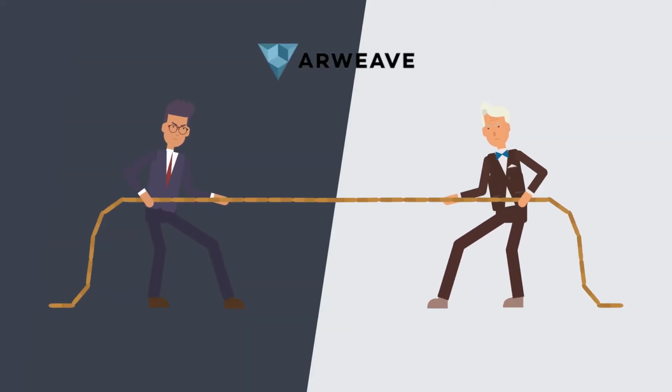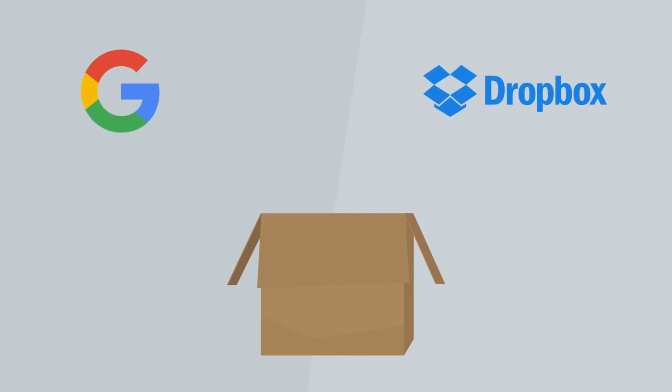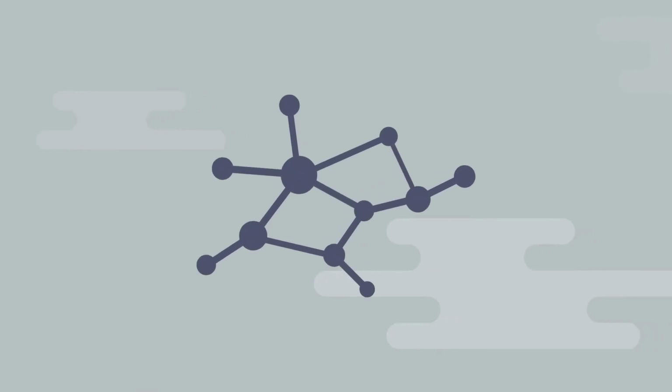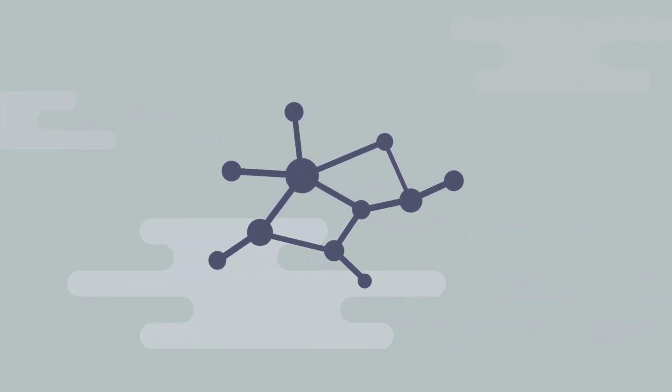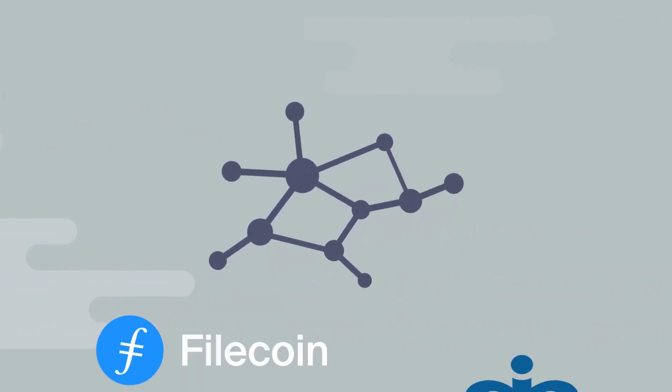Arweave has come into a market in which there is cutthroat competition. The traditional data storage giants, like Google and Dropbox, lead the industry at this point in time, while on the other hand, whenever decentralized data storage is mentioned, the first name that comes to mind is Filecoin or Sia.